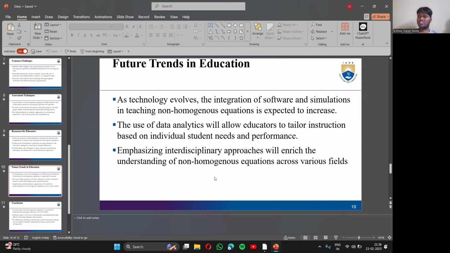And yeah, interdisciplinary approaches, such as making a strict structure and instruction practice, may improve the understanding of it over various fields.